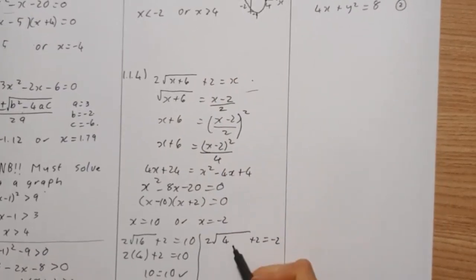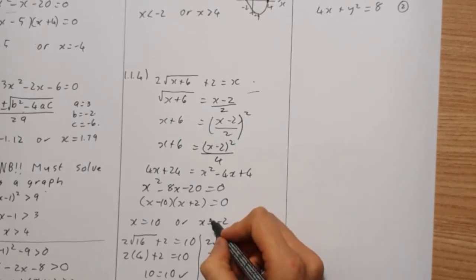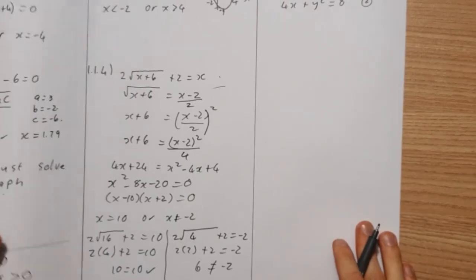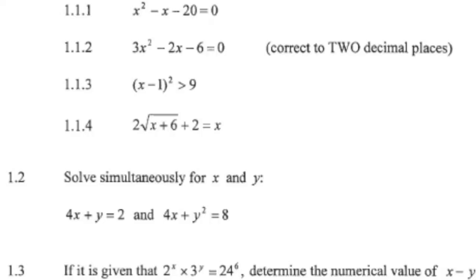Okay. Now you can see that this is always going to be positive, plus 2. So therefore we're going to end up with 2 plus 2 equals negative 2. Therefore we can see here that that's 4 plus 2, 6 does not equal negative 2. Okay, so we can't use x equals negative 2. Okay, now let's have a look at 1.2 quickly.